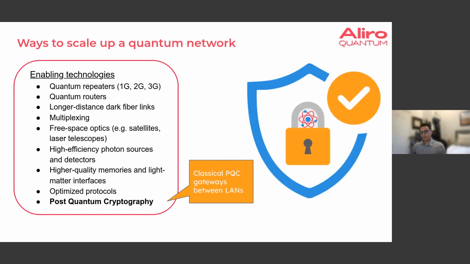Post-quantum cryptography is an interesting one as well for enabling scale. PQC is a purely classical technology, so it is a new kind of math-based cryptographic solution that has the potential to act as sort of a gateway between distant local area quantum networks. So we can use PQC to aid in some of the communications where the distances are just too large to achieve with traditional entanglement. So these are some of the enabling technologies, both from the hardware side and software side, that we expect to see in these full-scale deployment networks.